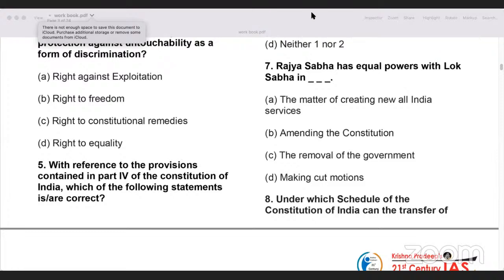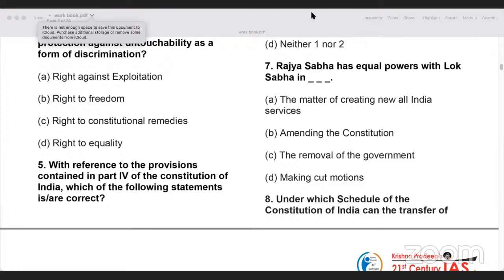Whatever statement is given in the question would be given in the mains as a question, and you would be expected to explain or comment upon it. Suppose the same question can be given in the mains also. So what would they say? Compare the relative status of Rajya Sabha and the Lok Sabha. In what areas will the Rajya Sabha have the special powers?